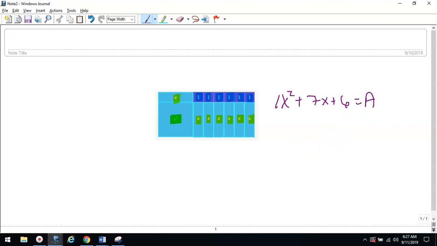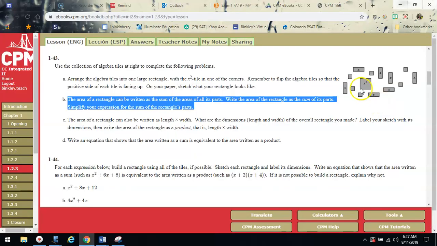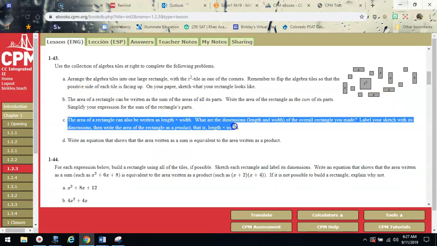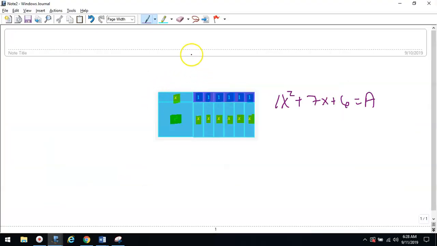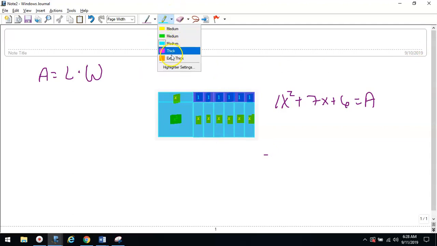Okay. Now, question C says the area of a rectangle can also be written as length times width. What are the dimensions of the overall rectangle that you made? Label your sketch with dimensions, then write the area of the rectangle as a product. That is length times width. So we also know that the area of a rectangle is equal to the length times the width because that question told us, and because I think you guys should know this. Cool, so we need to find, generally we recognize the longer side of a shape as the length. So we need to figure out what the length of this shape is.